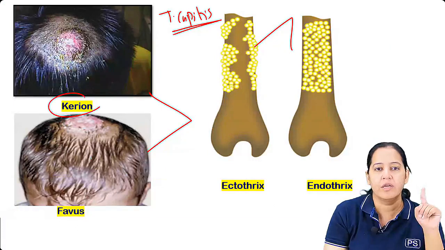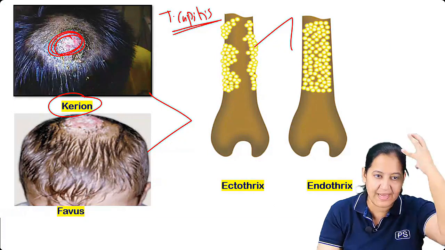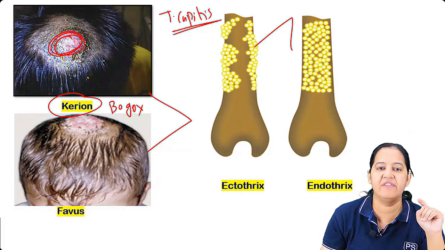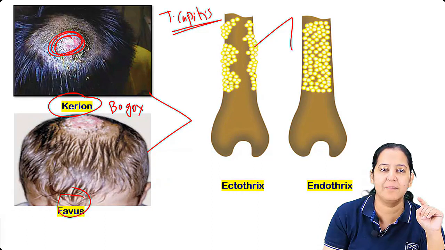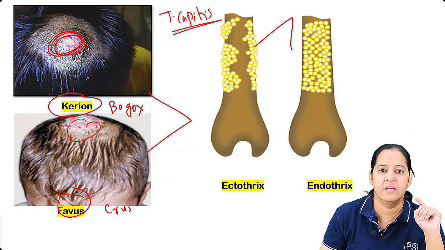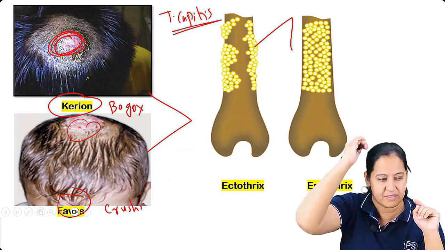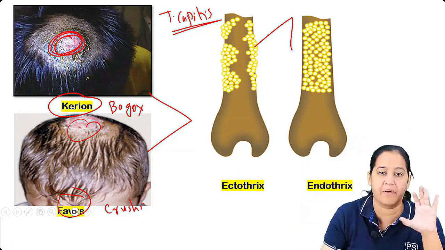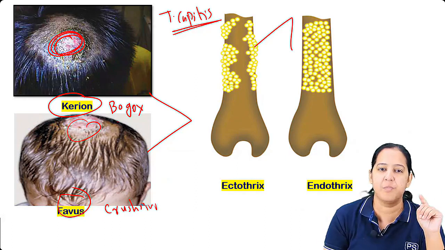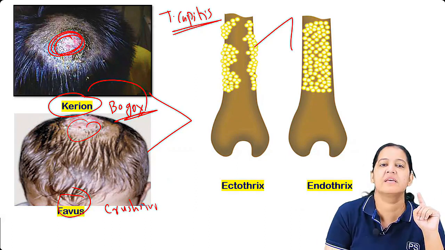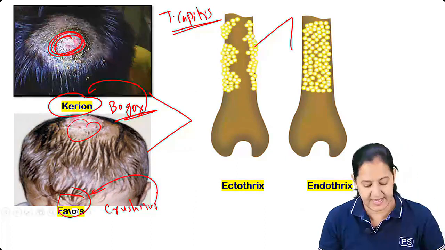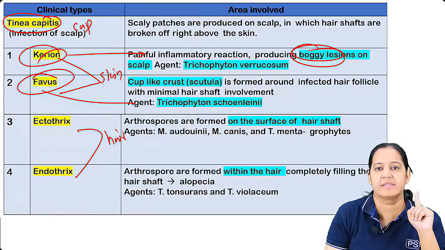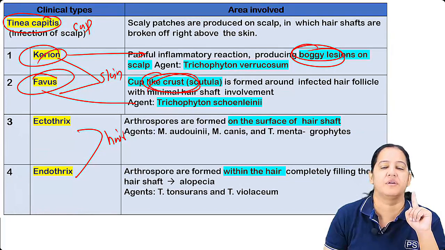What is kerion? Kerion is a boggy swelling. Boggy swelling in the skin. Learn the word boggy. And favus. Favus is also a lesion in the skin, but it is not boggy. Learn the word crusting. It will keep coming out like scabs all the time. The person will scratch and the crust will come again. Crusting is a crusting lesion. So this is boggy, this is crusting. The boggy one is the kerion, the crusting one is the favus. Say yes. So kerion is the boggy swelling and favus is a crust-like lesion. Crust-like lesion, you can learn.